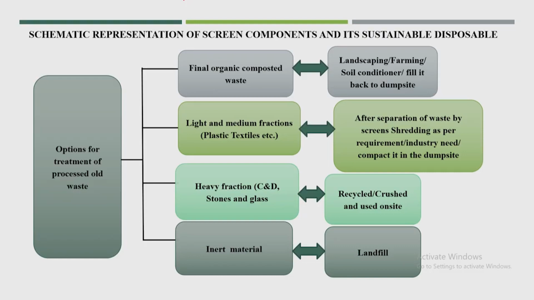So, light material like plastic and textiles can be utilized very easily by many industries. Heavy fractions like C&D waste, construction and demolition waste, stone, and glass can be recycled or in some industries utilized, and the remaining inert material can go to new landfill sites.